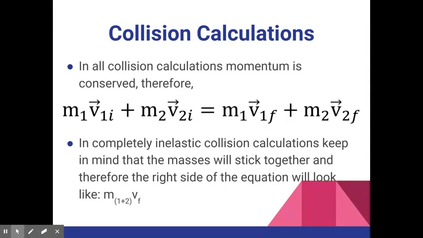In completely inelastic collisions, however, in calculations when the masses stick together, you'll just have to remember that your final momentum is going to use the addition of your two masses, the masses of both your objects, because they're now one. That's denoted like it is down here. Just remember that in your final momentum, the mass is now the mass of both objects times the final velocity that you calculate.